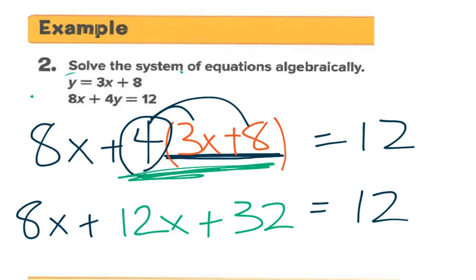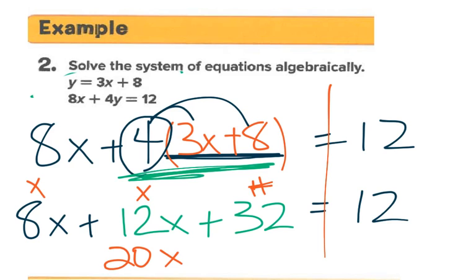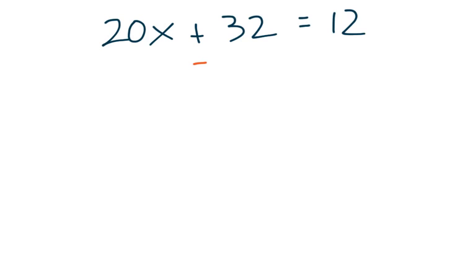When I rewrite this next time, I will be combining like terms. Notice I have an x, and a number. So I have two x's here. I have an 8x and I have a 12x. Well, 8 plus 12 is 20x, plus 32 equals 12. And that's where I'm going to start from now. And now it's just a two-step equation. Now I'm going to solve this two-step equation. And hopefully by now we are really good at solving two-step equations.